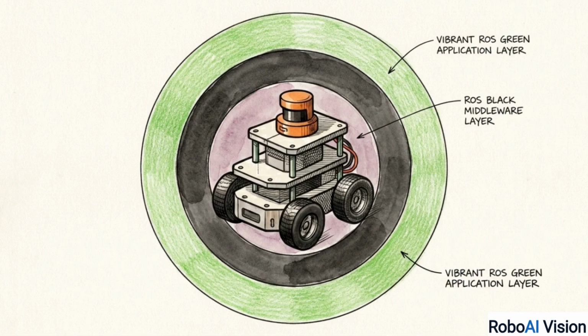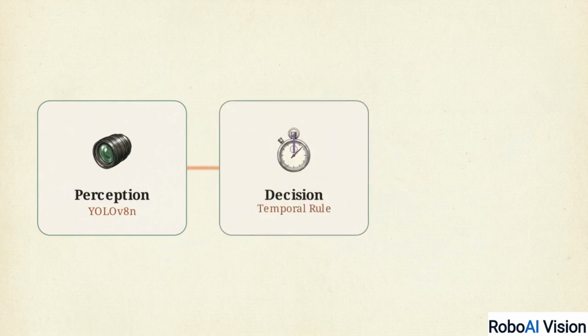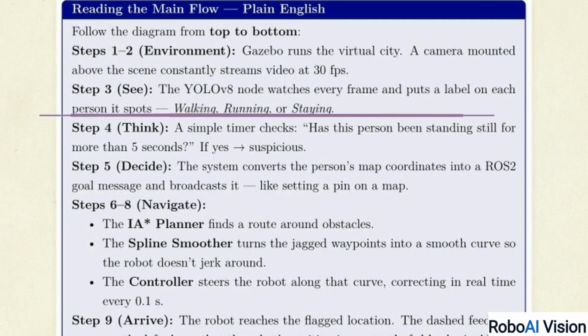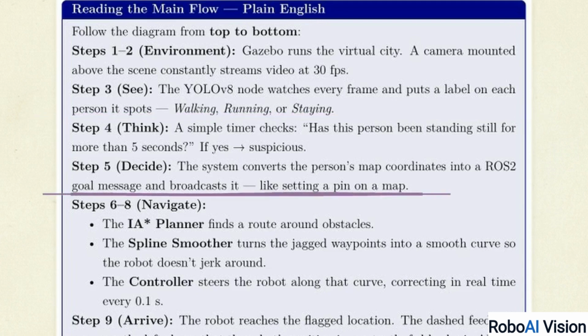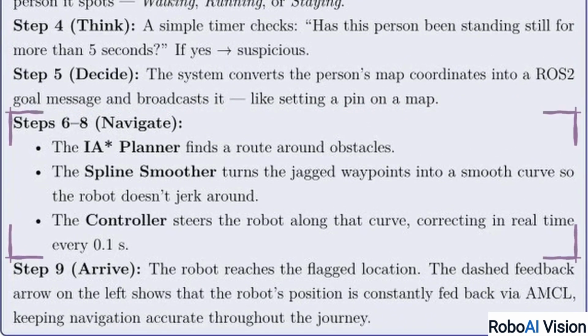We can trace a single suspicious event from its initial optical detection through the temporal logic check, down to the final velocity commands driving the robot's physical arrival. This architecture powers the sequence, routing data from YOLO to the controller. Components interact exclusively via standardized topics like goal pose. Because of this decoupling, swapping the camera for a thermal sensor requires zero altered code in the navigation stack.